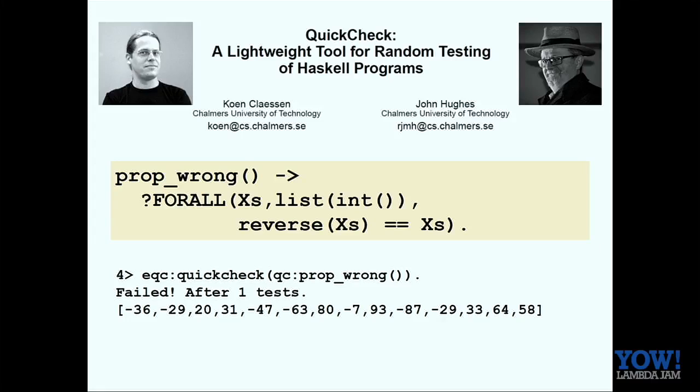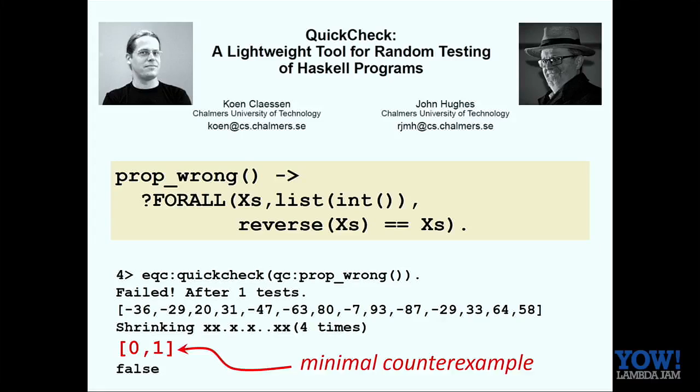So the next thing it does is start shrinking that, looking systematically for a smaller example. And it turns out that the smallest list that isn't its own reversal is the list containing 0 and 1. Why is that smallest? Well, if you take the 1 away, 0 is its own reversal. If you take the 0 away, 1 is its own reversal. And if you replace that 1 by a 0, 0, 0 is its own reversal. So 0, 1 is the smallest.